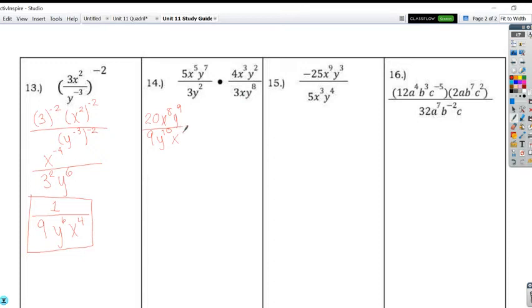Now that I've multiplied that, I see that I've got the same variables in the numerator and the denominator, so we'll have to do a division problem. Checking out my coefficients, 20 divided by 9, that doesn't simplify. We'll leave that 20 ninths. X to the 8 divided by x to the invisible 1. So when you divide, subtract the exponents. 8 minus 1 makes that x to the 7. Remember, in a division problem where you subtract the exponents, the answer is always in the numerator.